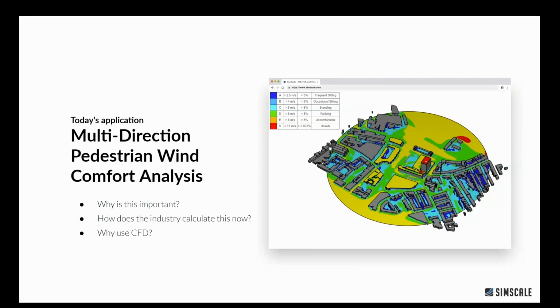Everyone's doing this already, but one direction at a time, probably not with the speed of the solver that we have, and then having to post-process and do all of the statistical calculations in different softwares. So we thought we could do this really easily all in SimScale, and again, all on the cloud. We'll walk through how to do this. Now we can do it all in one place, so you can import your city and get pretty quickly to the pedestrian comfort results.